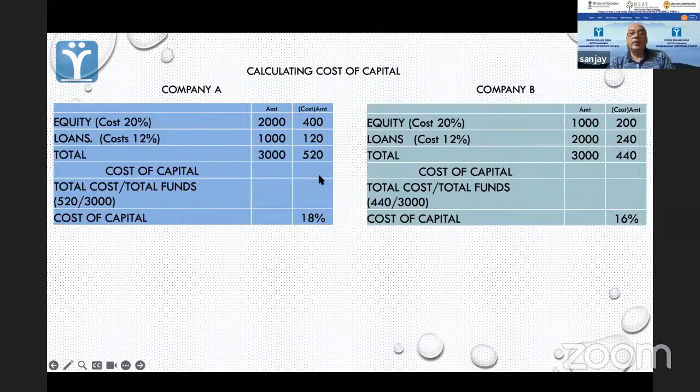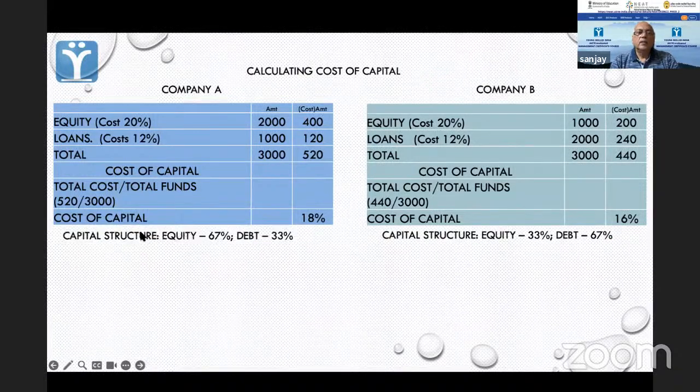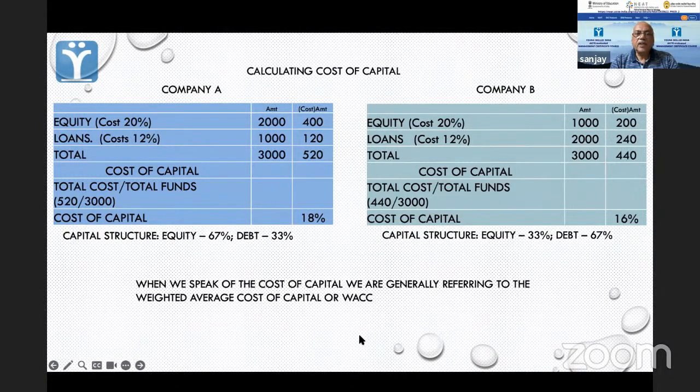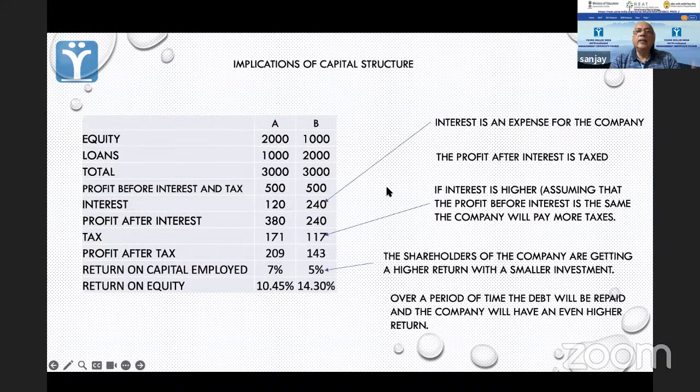Cost of capital for this company, which has more equity, is 18%. So even in a very simple, straightforward calculation, you will always find that companies with more equity will have a higher cost of capital. Okay? Capital structure, 67% equity, 33% debt, and the cost of capital is 18. Here, equity is 33, debt is 67. The cost of capital is 16. This is one point.